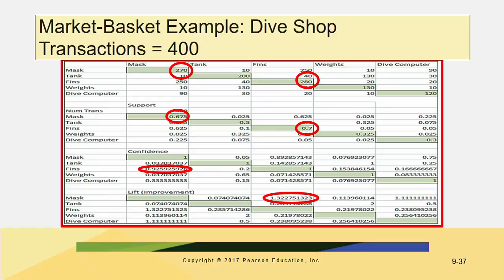And it's called lift. What that means is if someone buys a mask, they're 32% more likely to buy fins than if they just came into the store blindly. You know what I'm saying? It improves the performance of the selling of fins. Because they bought a mask, they're more likely to buy a fin. Now, anything over 1 is positive, anything under 1 is negative, meaning if they buy this, they're less likely to buy this. So give me something that decreases the likelihood.